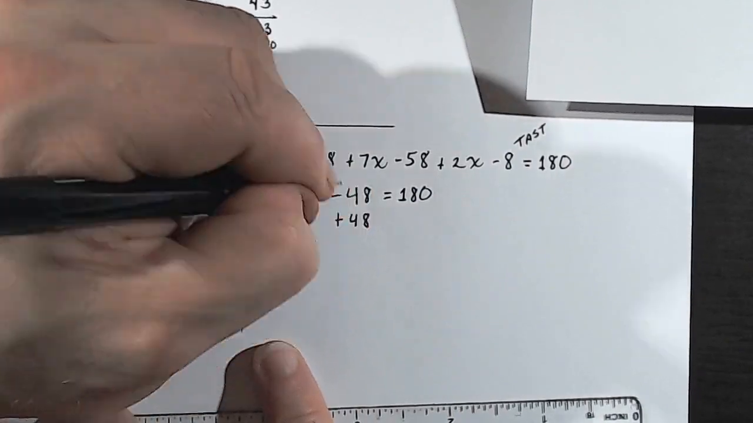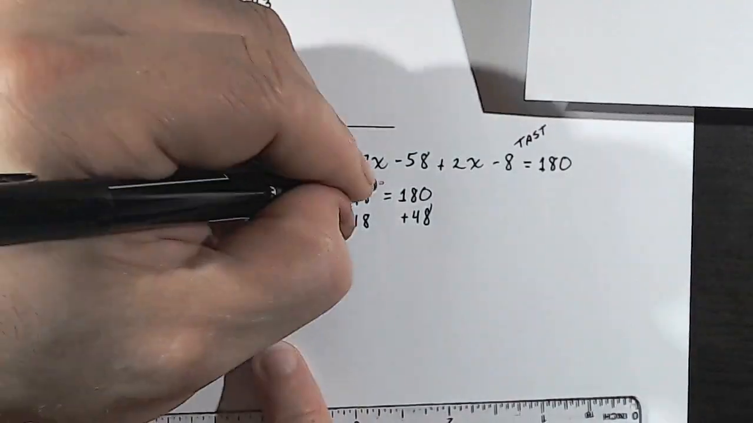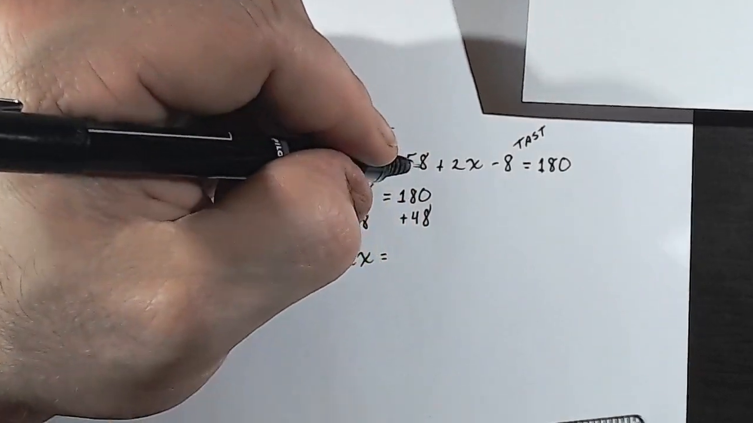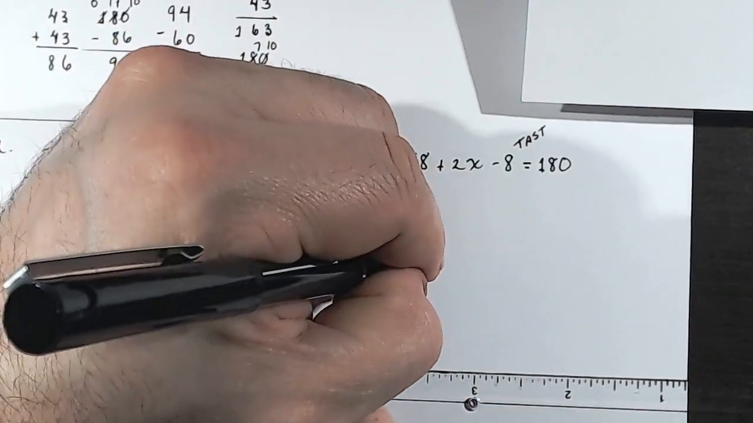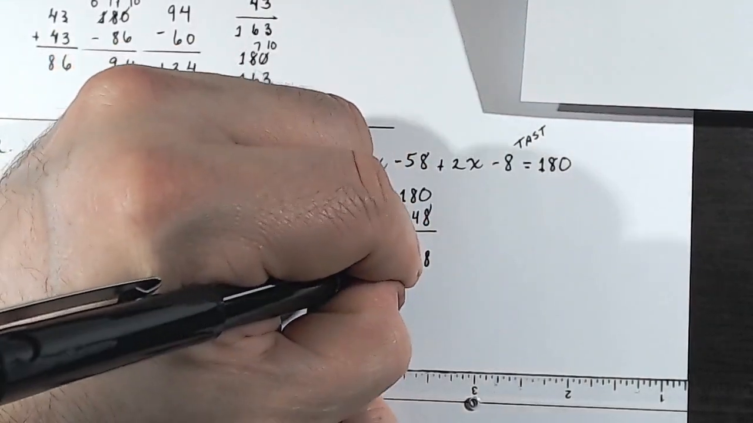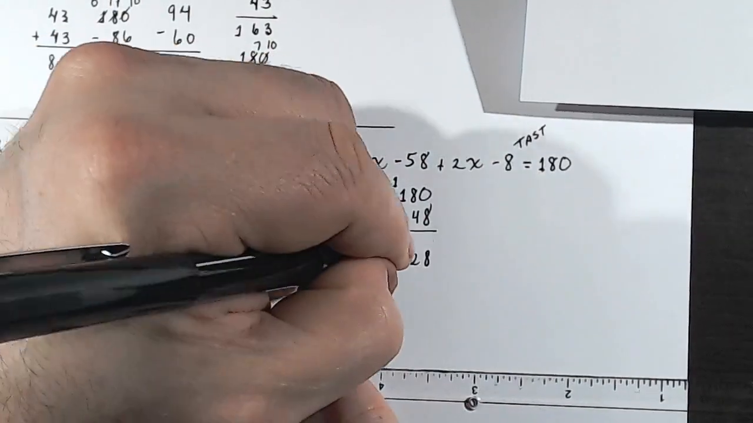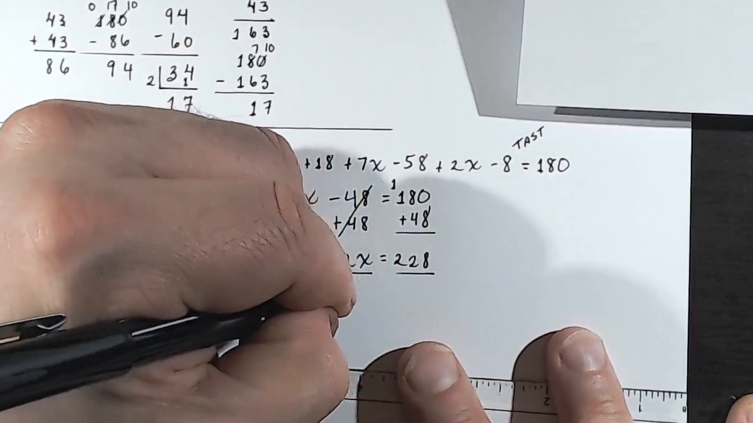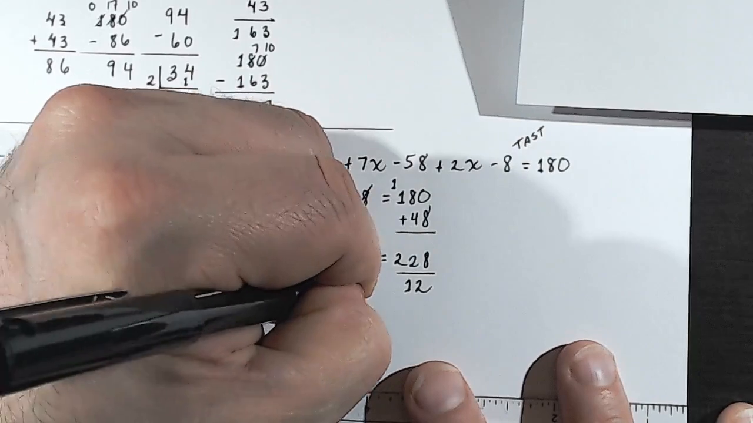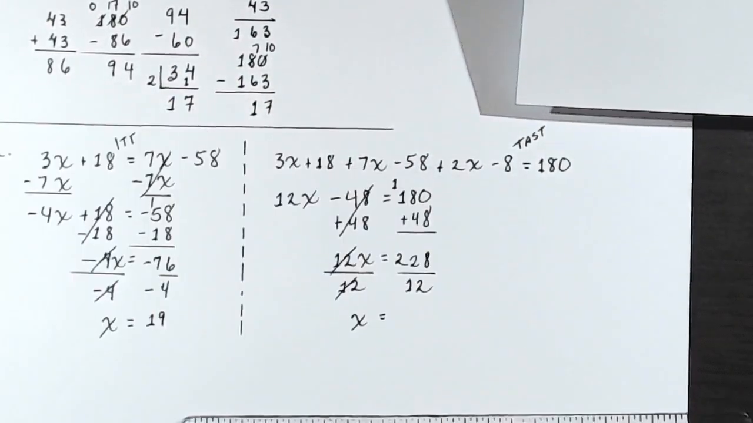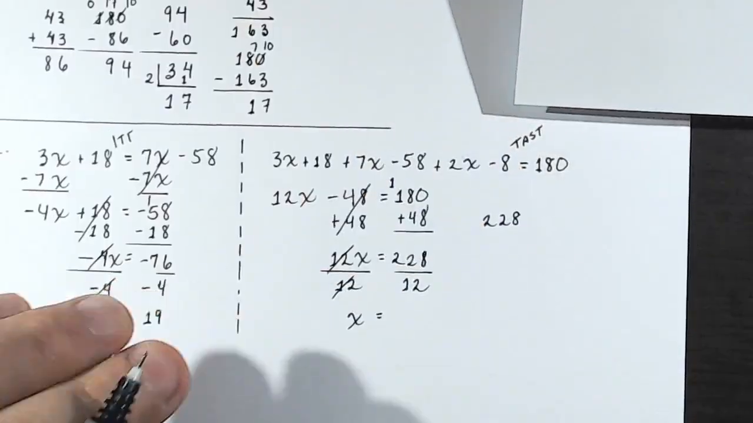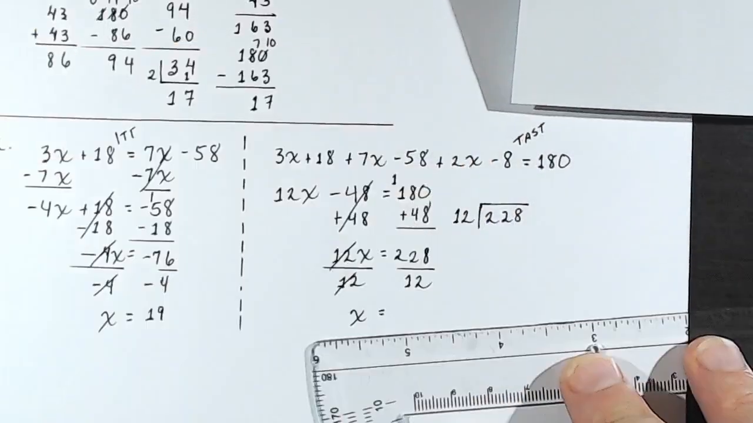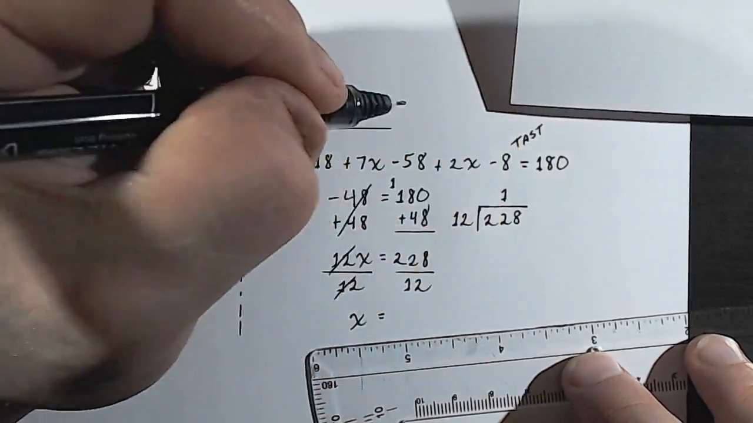And now we add 48 to both sides. And we have 12x equals 0 plus 8 is 8. 8 plus 4 is 12. Carry the 1. 228. Okay, so let's divide both sides by 12. And let's hope that 228 divided by 12 equals 19. If it does, then we're good. If it doesn't, then we're not good. So 12 goes into 22 once.